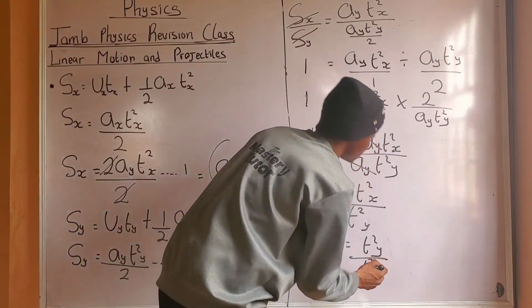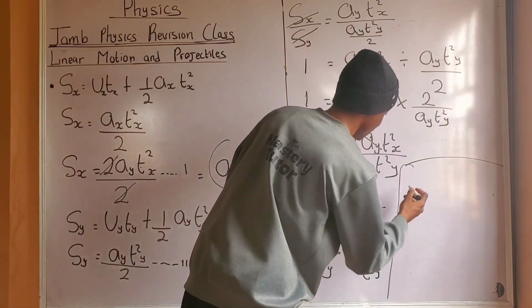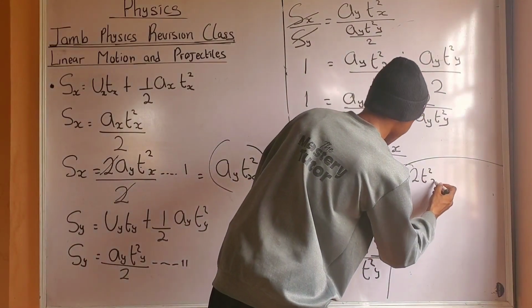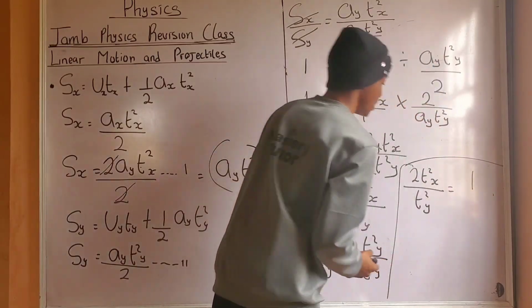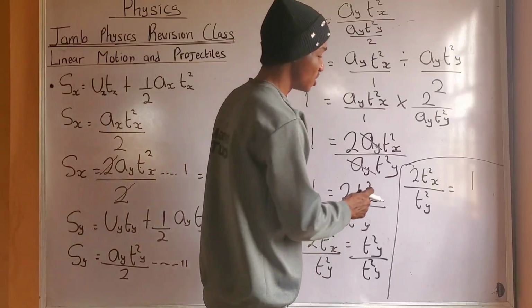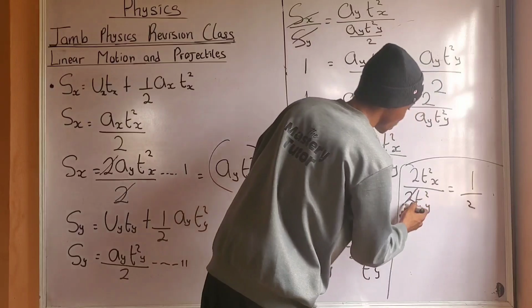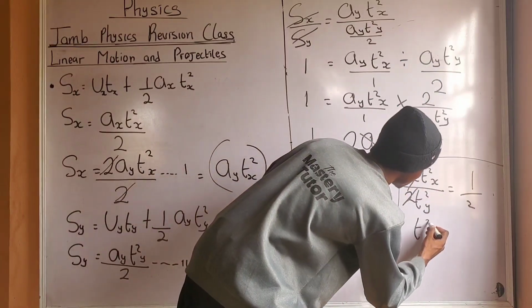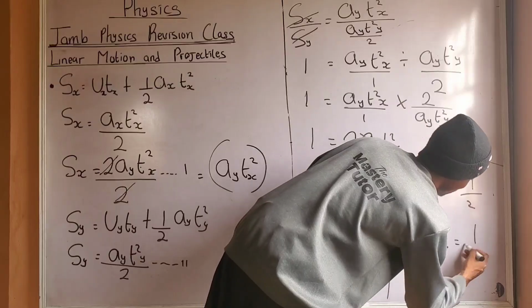So this will be 1. Sorry, let me just put it here. This will be 2t square x all over t square y equals to 1. Now, I'm still going to divide both sides by 2. Are you getting it? I'm going to divide both sides by 2. So this over 2 and this over 2. These 2 will cancel these 2. So I'm left with what? T square x all over t square y equals to 1 over 2.